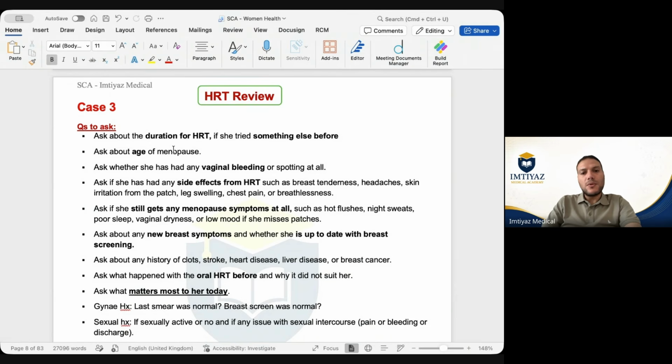So important questions you need to ask here. For how long do you take HRT? What is the age of your menopause? You need to ask about any breast cancer symptoms. You need to ask about any womb cancer symptoms. Bleeding from down below. You need to ask about side effects from HRT, any breast tenderness, any headache, any skin irritation from the topical or local or transdermal HRT. This lady, she's not on oral. She's taking the patches, the transdermal one.